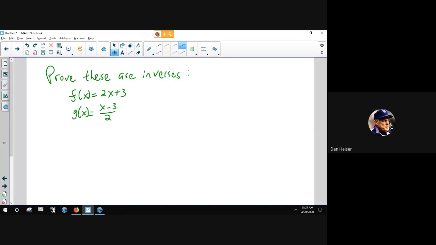Here I have two functions. I claim they are inverses. Our task for this problem is to prove it. And it's very simple to prove. We know that f of g of x has to equal x. And g of f of x has to equal x. We know that both of those have to work. So let's start with f of g of x.